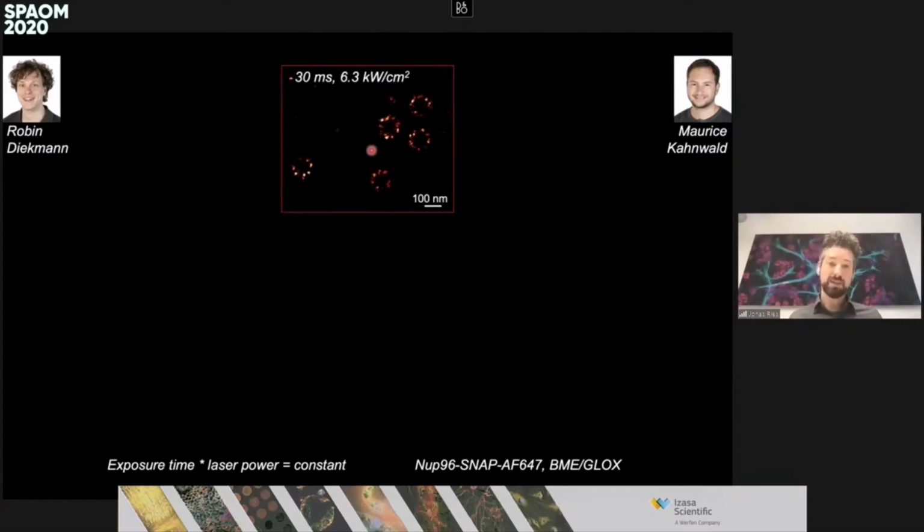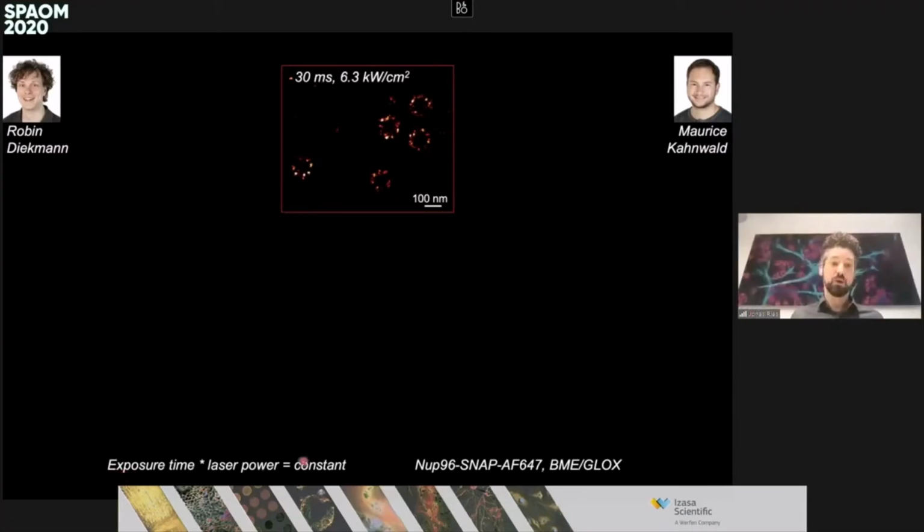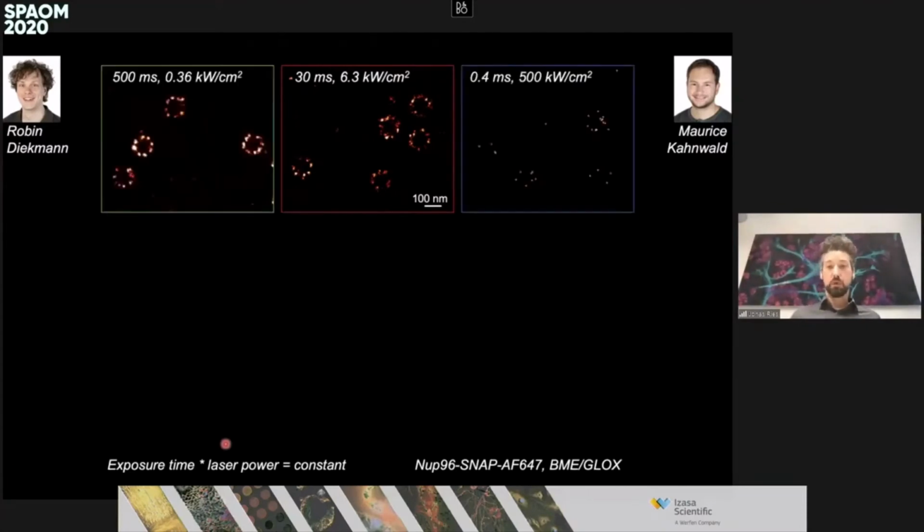Now we systematically changed the exposure time and the laser power in a way that the product of both stays constant, because this leads to a constant light dose per frame. And in an ideal world, and this is of course a linear world, this should not change anything in the results. But what do we see? Well, we see actually quite dramatic changes.